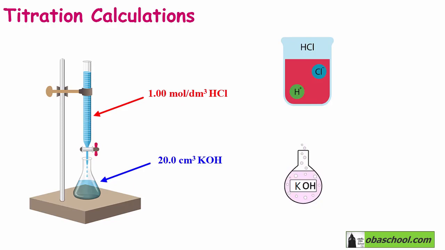The titration was repeated until two concordant results, which means that they are within 0.1 cm³ of each other, were obtained. So in this experiment, it was found that the potassium hydroxide solution reacted completely with exactly 12.5 cm³ of the dilute hydrochloric acid added from the burette. So we have to find the concentration of the potassium hydroxide solution.